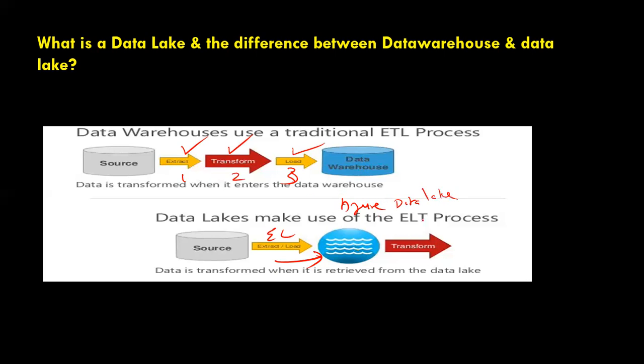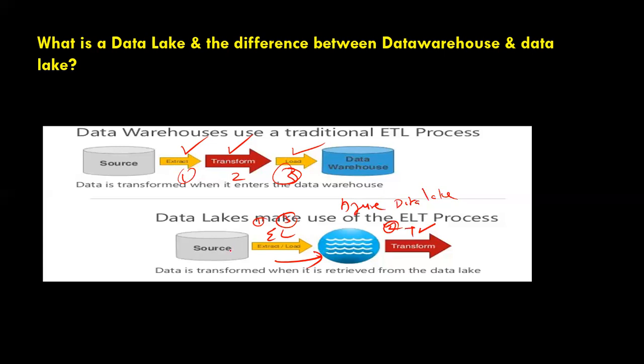So, and then here, only the transform happens. See here, steps 1 and 3 of the data warehouse happen. Here, steps 1 and 3 happen in the case of a data lake, and step 2 happens at the end. So why only extract and load here?